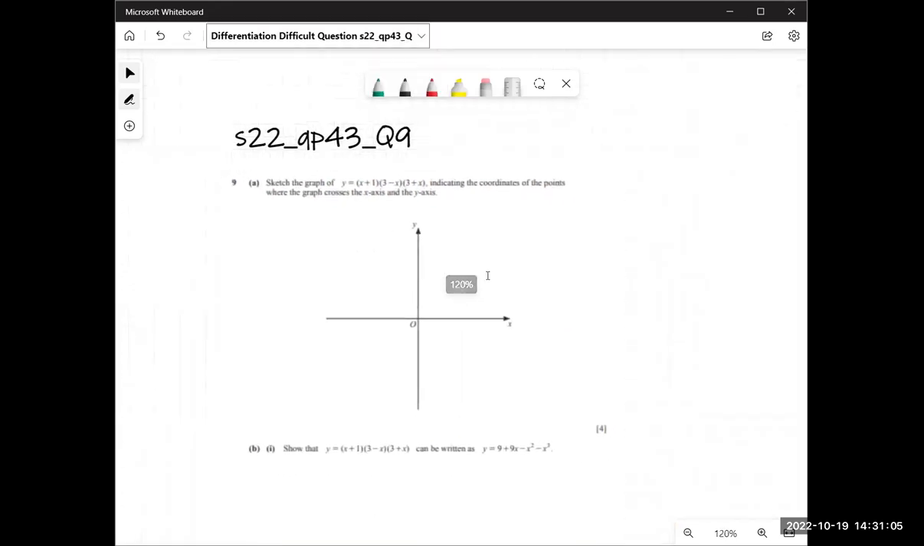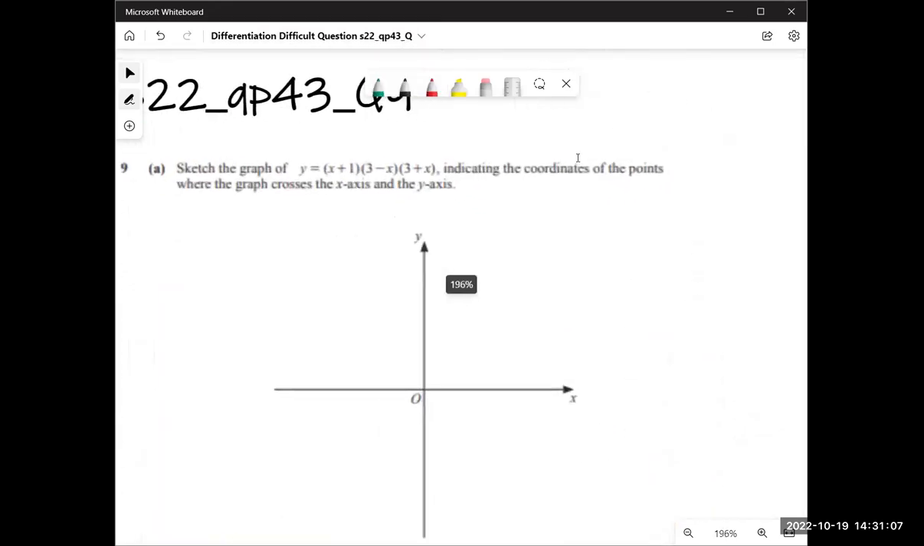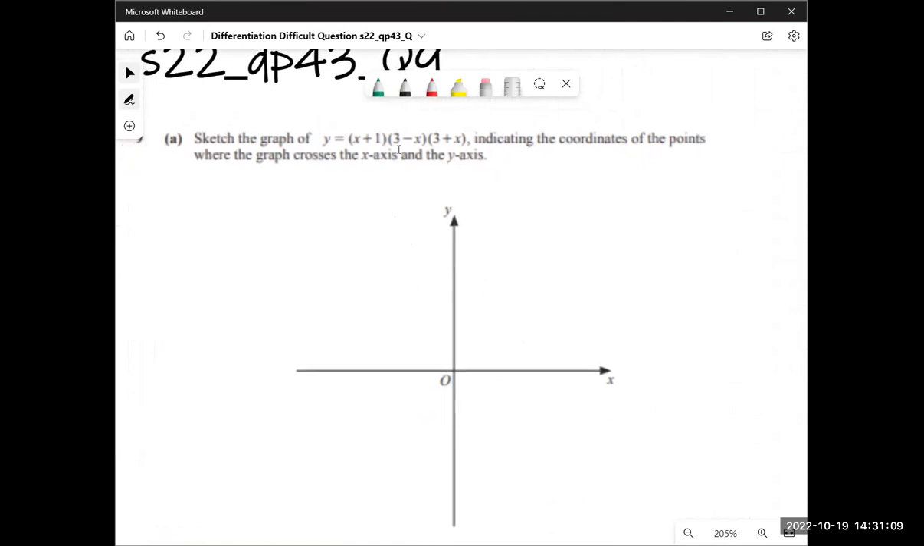Now, the first thing they're asking us is to sketch the graph of this, right? x plus 1, 3 minus x, x plus 3. What we realize is, what are the roots of this function?